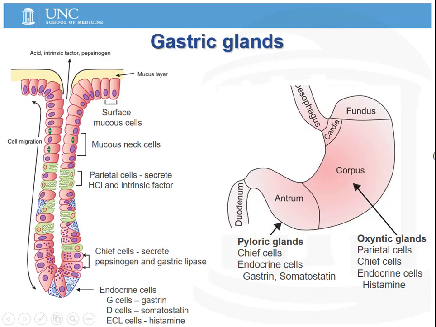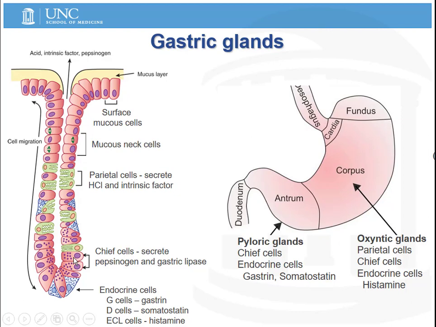The exocrine cells that secrete into the gastric gland include the mucus cells near the mouth of all gastric glands, which secrete a bicarbonate-rich mucus that protects the stomach from the corrosive action of acid. Parietal cells secrete acid and intrinsic factor, which is important for absorption of vitamin B12 in the ileum, and chief cells secrete inactive pepsinogen as well as gastric lipase.